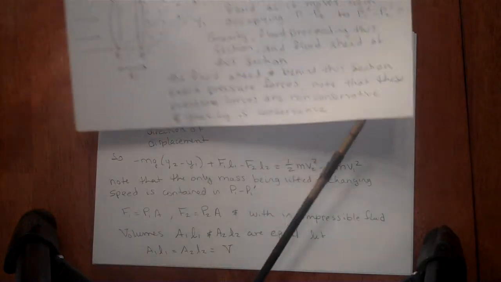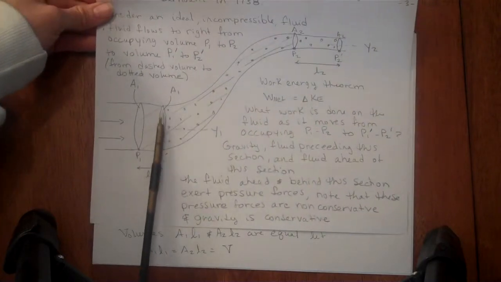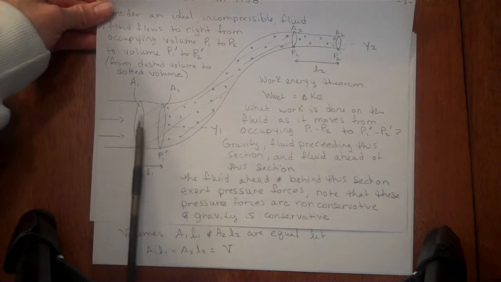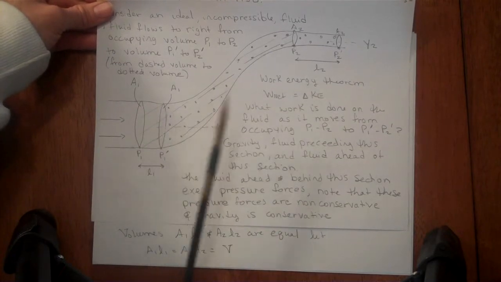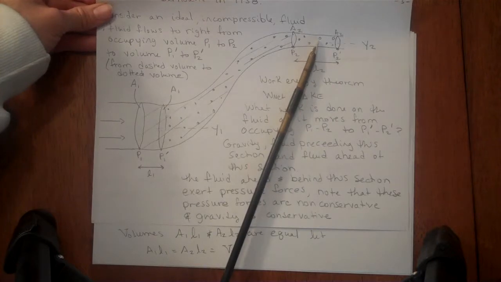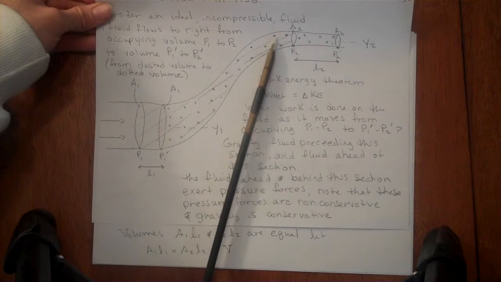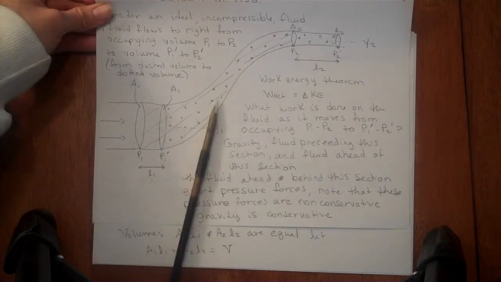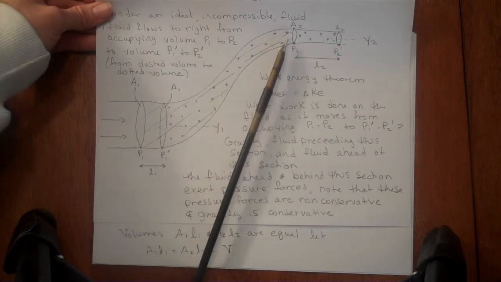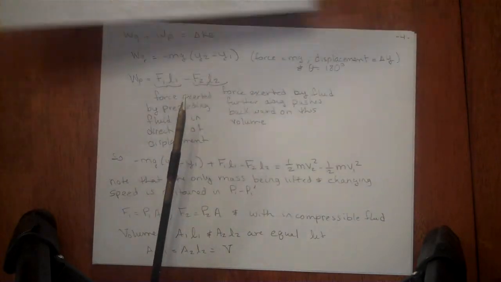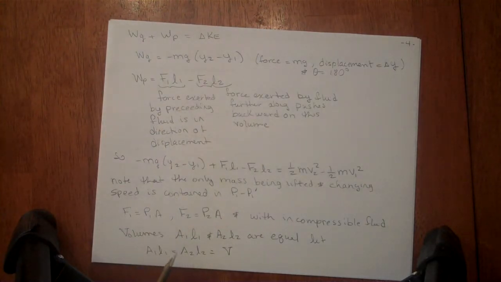Okay? Again, I want to note that this mass right here is the mass that's being lifted. So this mass contained between P1 and P1 prime is the piece that's being lifted up here to the volume contained between P2 and P2 prime. Note again that this region right here is not changing speed, and it's also not changing the vertical position. Okay? So now let's calculate the work done by the pressure forces.